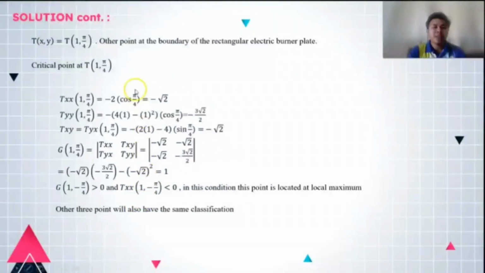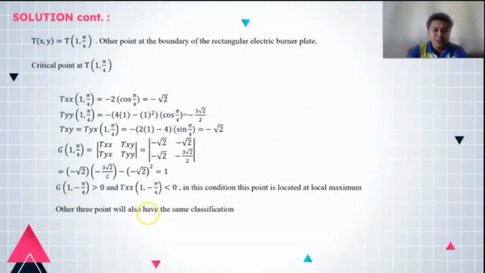Then at the other points, at the boundary of the rectangular electric plate, we just substitute into Txx, Tyy, Txy, and then we find the determinant again of the matrix, and the answer is equal to 1. Okay, we got D(1, negative pi over 4) is greater than 0, and Txx(1, negative pi over 4) is less than 0. So this condition is also located at a local maximum.